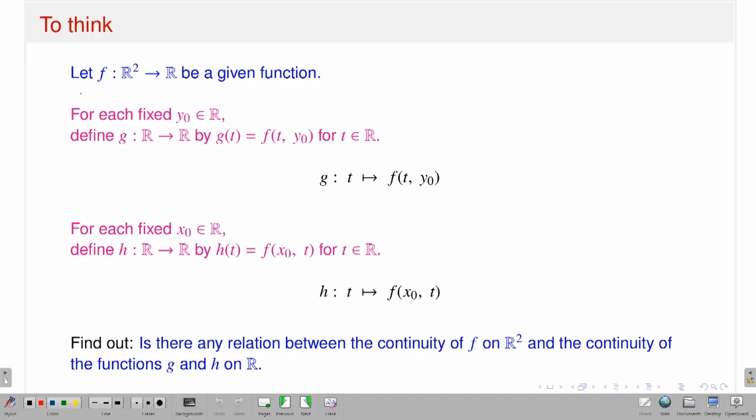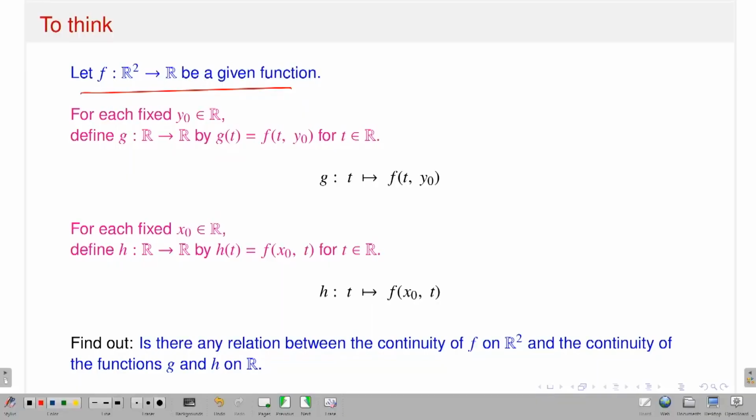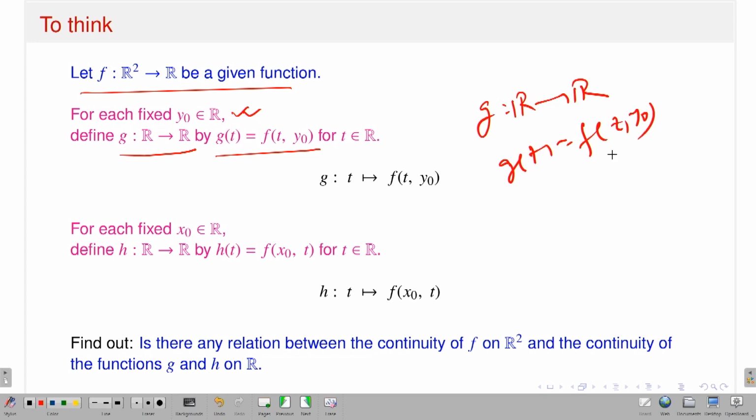Okay. So, now I am starting with a function f from R2 to R. That means real valued functions from two dimensional Euclidean space. What I am doing: first I consider a fixed point, y naught. Now, once I fix my point y naught, I define a function g from R to R, which is g of t equal to f of t comma y naught. So, whenever I fix the point y naught, I have a function from R to R. That means g is a map from R to R, and g of t is nothing but f of t comma y naught.